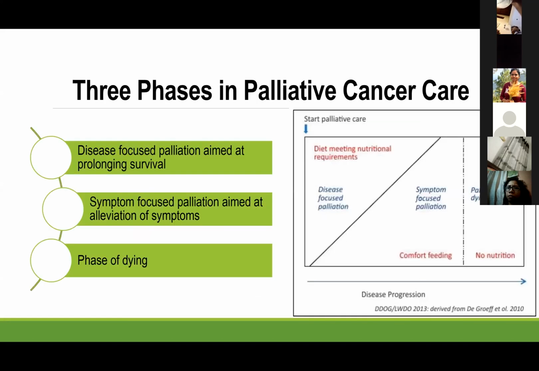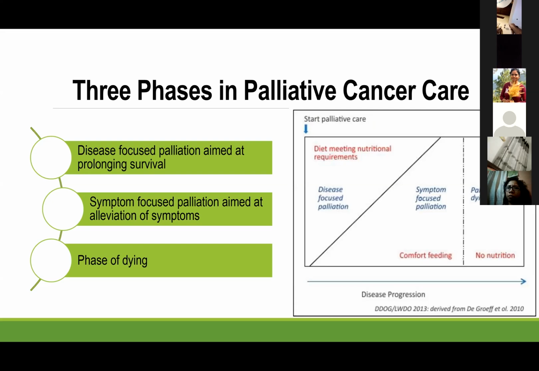So let's look at palliative cancer care. When we look at palliative cancer care, there are 3 phases. One is disease-focused palliation aimed at prolonged survival. The other is symptom-focused palliation aimed at alleviation of symptoms. And the third category is the phase of dying.